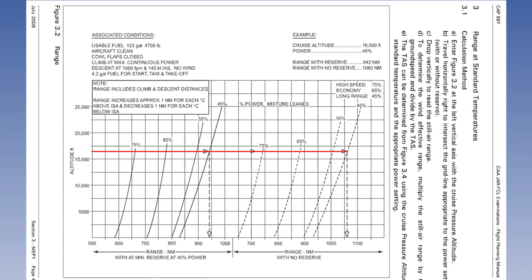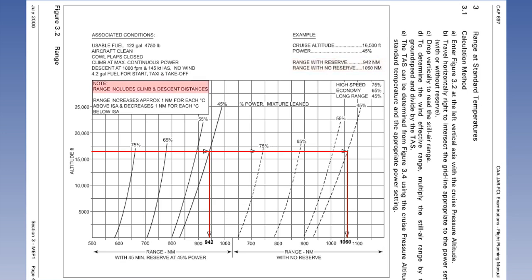To find the range for a given power setting, enter with the cruise altitude and go horizontally to intercept the power setting curves. From the intersection of the two lines, go vertically down to read the range with reserve fuel on the left of the graph, or without reserve fuel on the right of the graph. From the example given, we find that the range at 45% power at 16,500 feet with reserve fuel is 942 nautical air miles, and without reserve fuel, 1,060 nautical air miles.